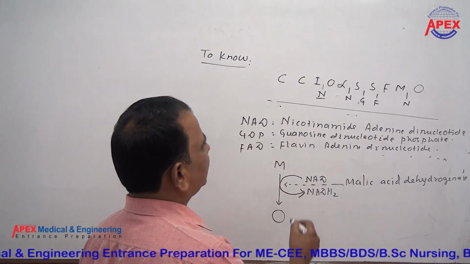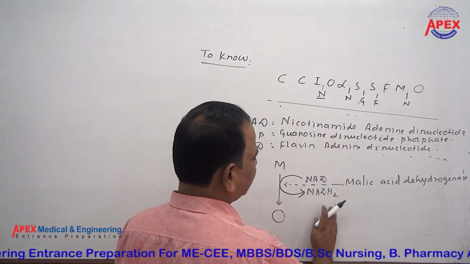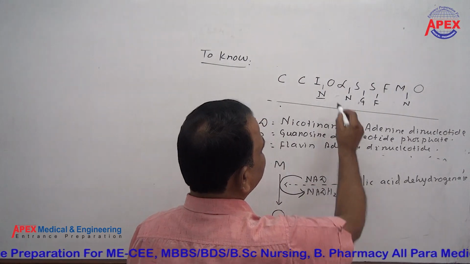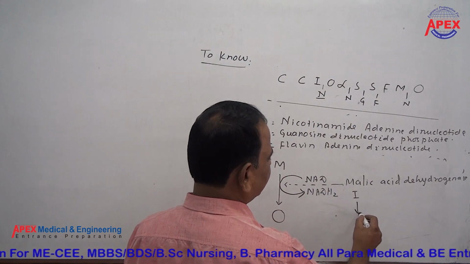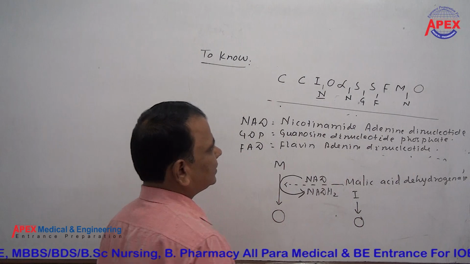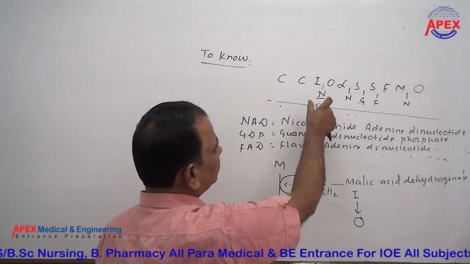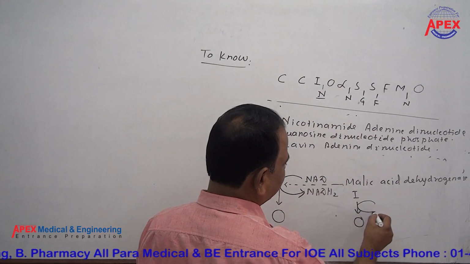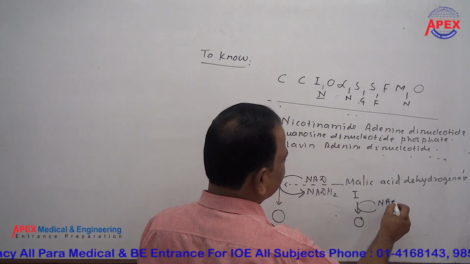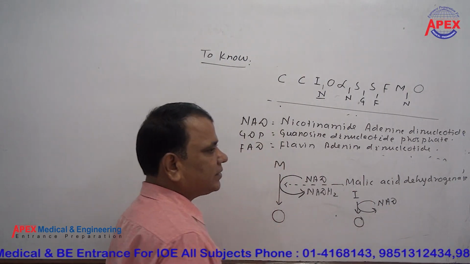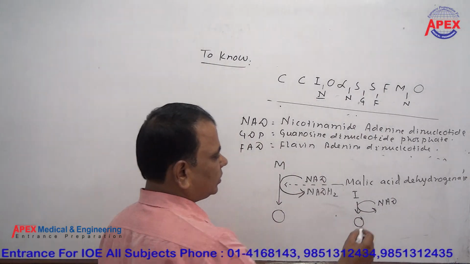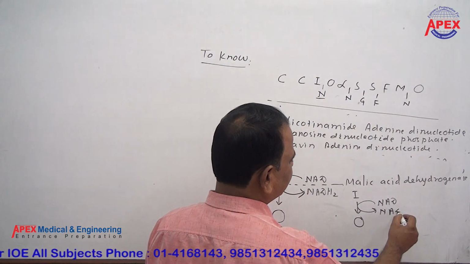Suppose one example is what? I is converted into isocitric, is converted into oxalosuccinic acid. ए दुईटाको बीचमा के आयो? N means what? NAD. जहाँ NAD छ, के निस्किन्छ त्यहाँ NADH2.